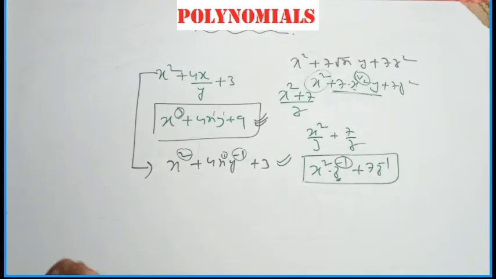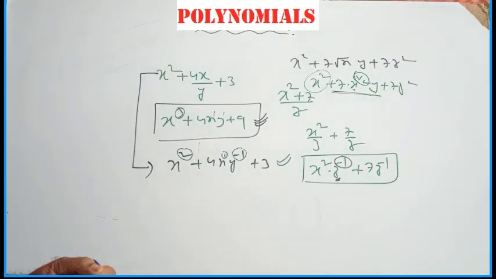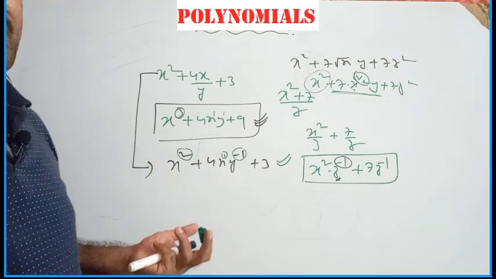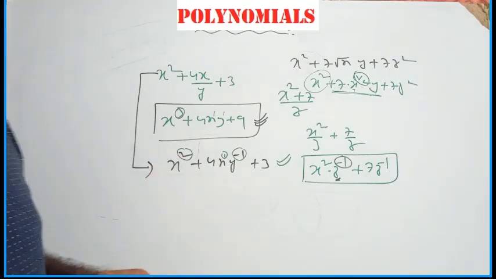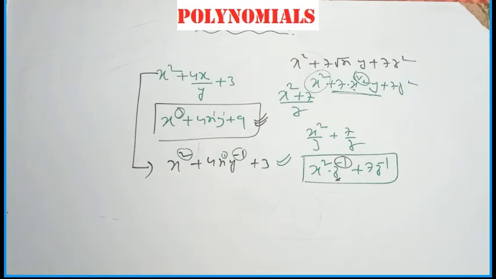Final definition of a polynomial. A polynomial is an algebraic expression in which the powers of the variables involved in that expression should be non-negative integers.